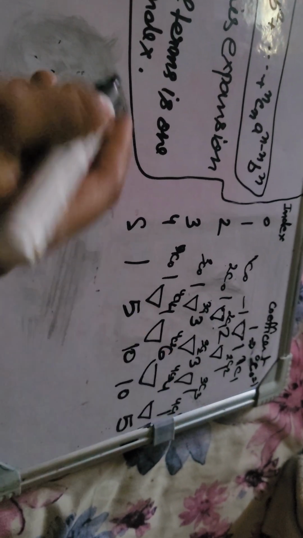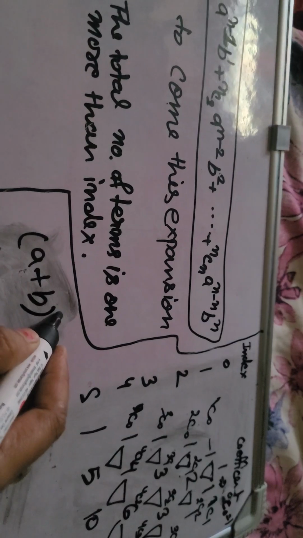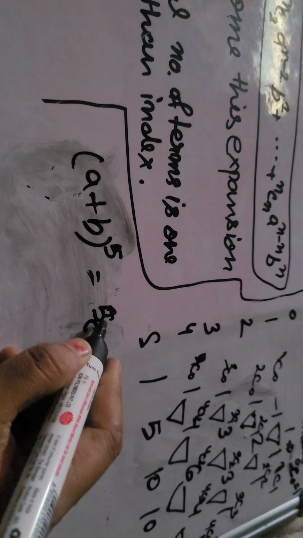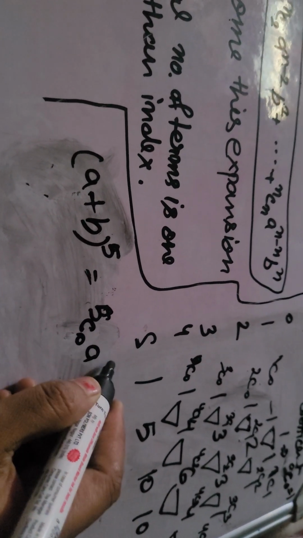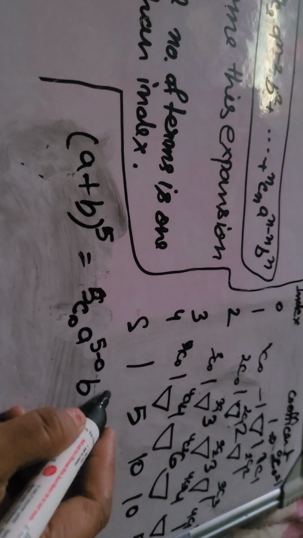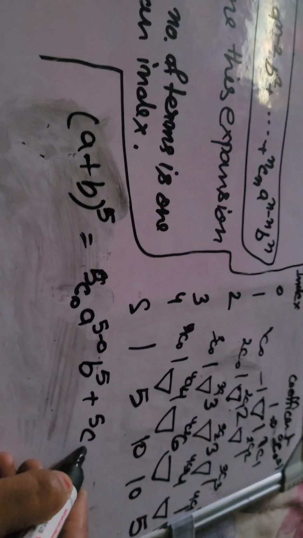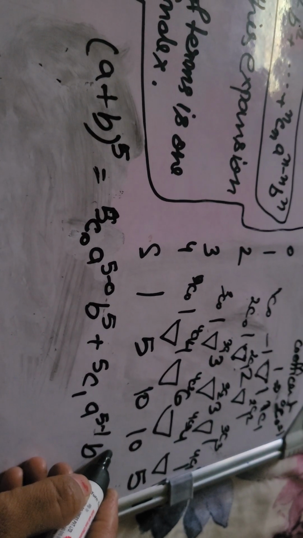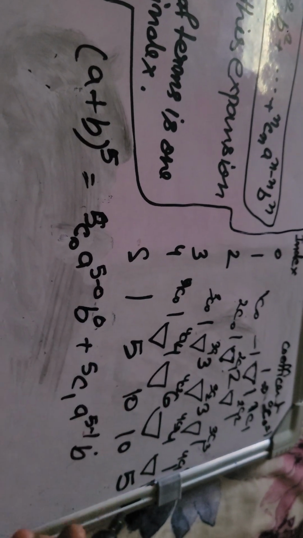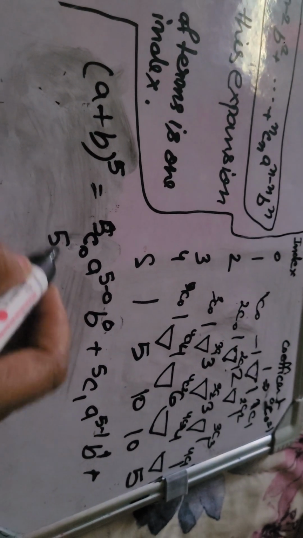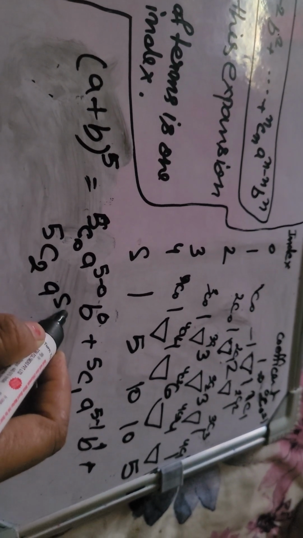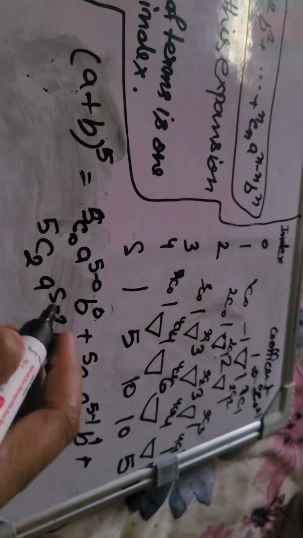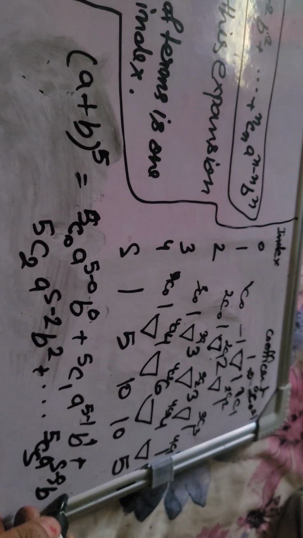If the index is (a + b) to the power 5, so the coefficients are like 5C0, a to the power 5 minus 0, b to the power 0, and 5C1, a to the power 5 minus 1, b to the power 1, plus 5C2, a to the power 5 minus 2, b to the power 2, and so on, 5C5, a to the power 5 minus 5, b to the power 5.